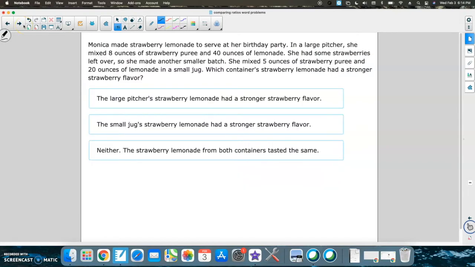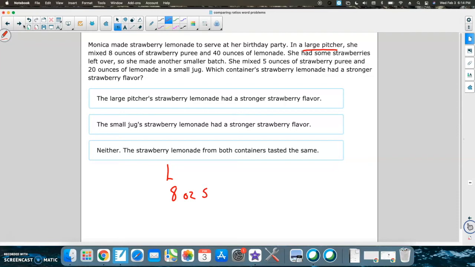All right. And eventually, you'll get to a problem like this. Okay? So let's go through this one together. Monica made strawberry lemonade to serve at her birthday party. In a large pitcher, okay, so it's a large pitcher, put an L for large, she mixed 8 ounces of strawberry puree. Put an S.